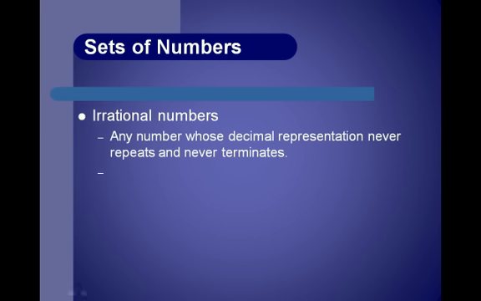The next set is the set of irrational numbers. These are any numbers whose decimal representation never repeats and never terminates. As a general rule, these are the really ugly numbers. The decimal numbers go on forever and ever. There's no repetition at all. In general, any square root of a non-perfect square is an irrational number, and any number involving pi, where pi is 3.1415, and it goes on and never ends and never repeats. So these are the two big types of irrational numbers.